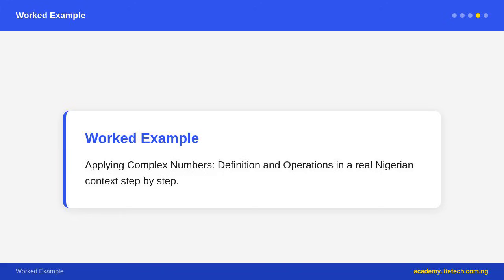Polar form: z = |z|(cos θ + i sin θ) = r(cos θ + i sin θ) = r cis θ, where r = |z| and θ = arg z.